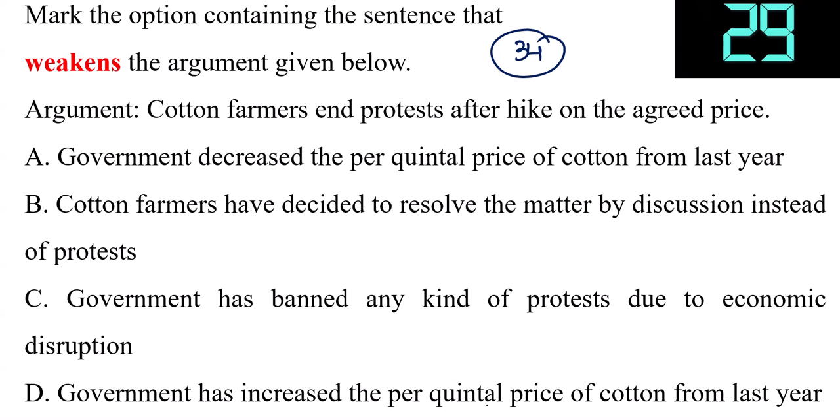Government has increased the per quintal price of cotton from last year. They already increased it, and they end the protest. No, government has banned any kind of protest due to economic disruption. Cotton farmers decide to resolve the matter by discussion instead of protest. No, this should be weakened, right? So the government decreased the price. That's why they went for this protest. So the government has increased it, and still these people went for that argument. Okay, ending protest after hike.